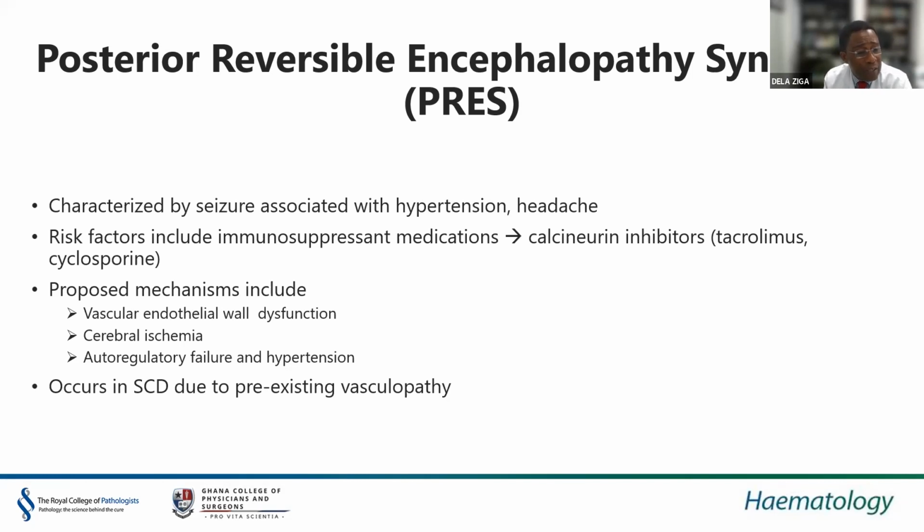Patients can be very sick and it can actually be fatal if not expectantly managed. The proposed mechanism for PRES includes vascular endothelial wall dysfunction and ischemia that occurs over time, because children who come to transplant already have vasculopathy, and there's sometimes a failure of the autoregulatory mechanism in hypertension.